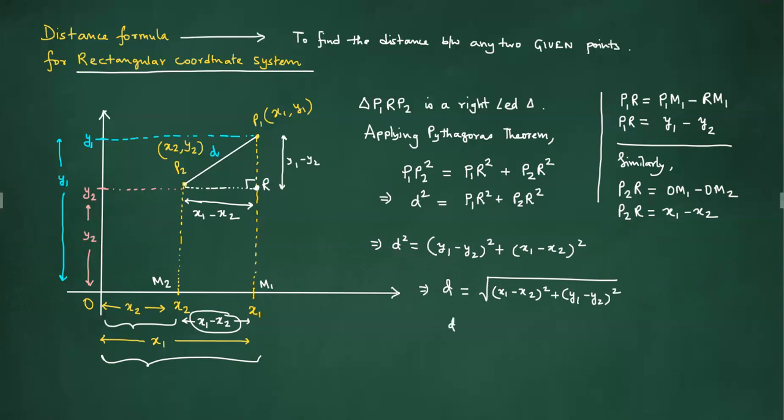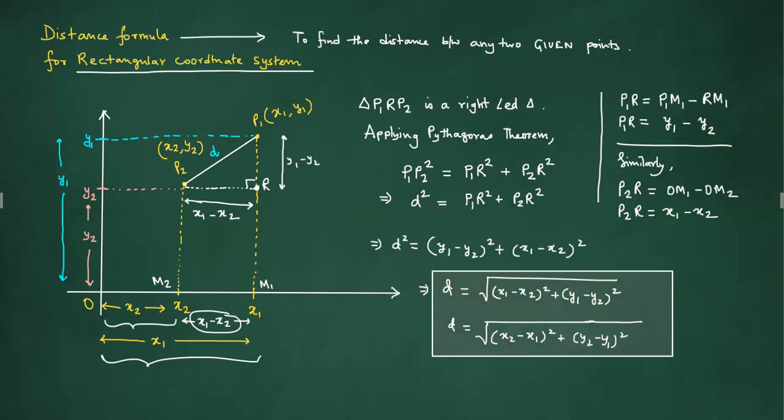You can also write the same as (x2 minus x1) whole square plus (y2 minus y1) whole square. You can interchange, there is going to be no harm. This formula that you see is basically known as the distance formula, and it is applicable in the rectangular Cartesian coordinate system. I hope this is absolutely clear. This formula should be memorized by every student. That is, d is equal to the difference of the abscissas whole square plus the difference of the ordinates whole square, and you take a square root of that. That is going to be the distance formula to find out the distance between any two points.